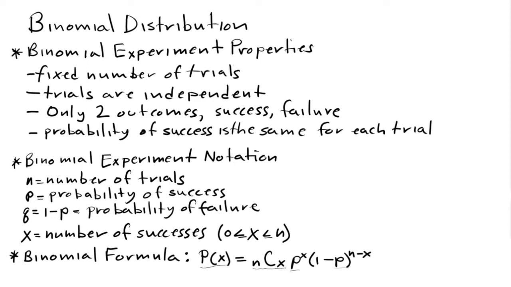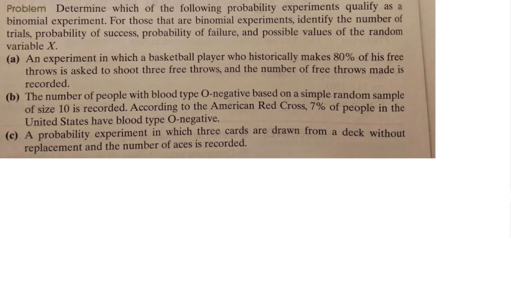So the first thing I want to do is look at some possible binomial experiments. I want to look at these three situations and determine which of the following probability experiments qualify as a binomial experiment. For those that are binomial experiments, we're going to identify the number of trials, the probability of success, the probability of failure, and the possible values of the random variable x. So let's start with the first one.